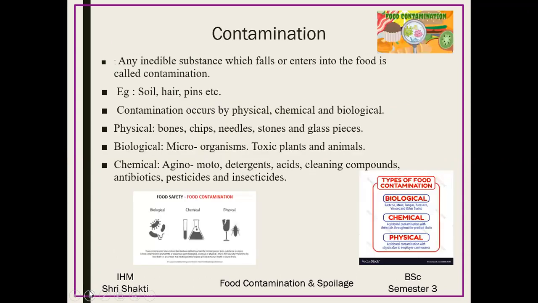So as you have done with the food, next we are going to talk about contamination. Contamination: when an inedible or foreign particle falls into the food, it is said to be contamination. Examples: microorganisms, pin, soil, hair, or any chemical contaminant which is deliberately added into the food to increase the shelf life of the product. Contamination is of 3 types: physical, biological, and chemical. Physical contaminants include bones, chips, needles, stones, and glass pieces. Biological contaminants include microorganisms, toxic plants and animals. Chemical contaminants include antibiotics, pesticides, insecticides, cleaning compounds, as well as MSG, monosodium glutamate, or Ajinomoto, deliberately added to increase the shelf life or taste or flavor of the food.